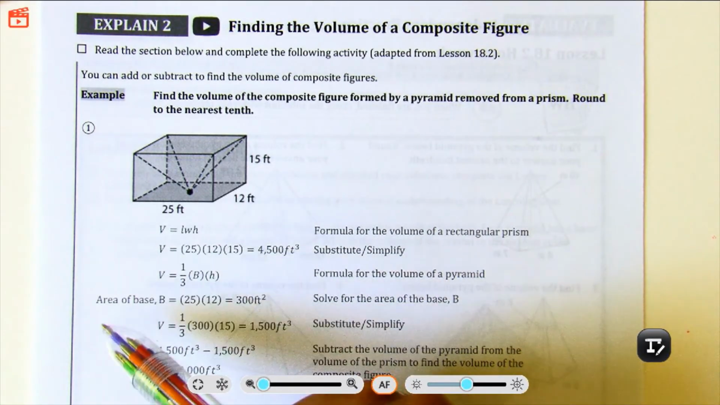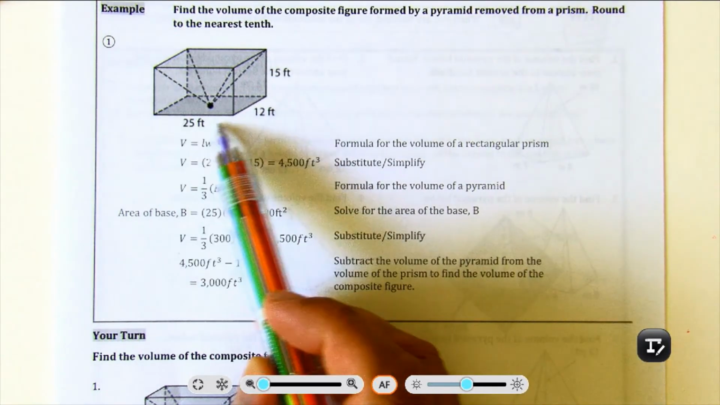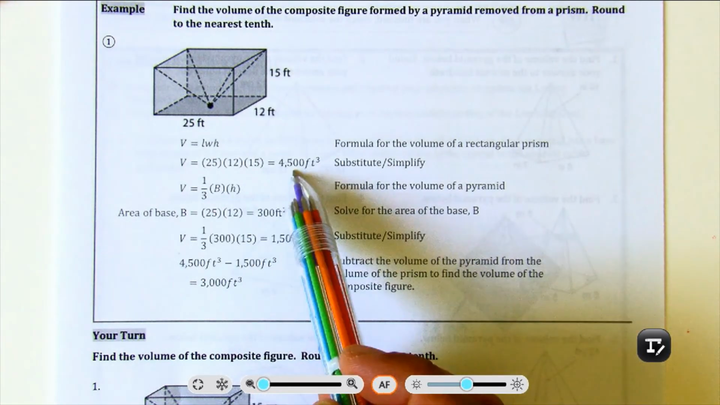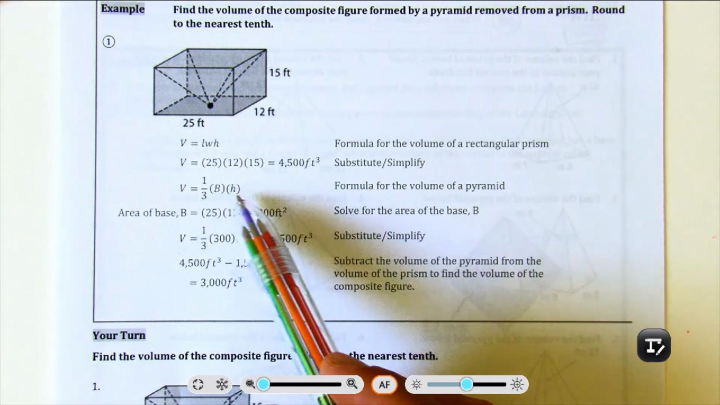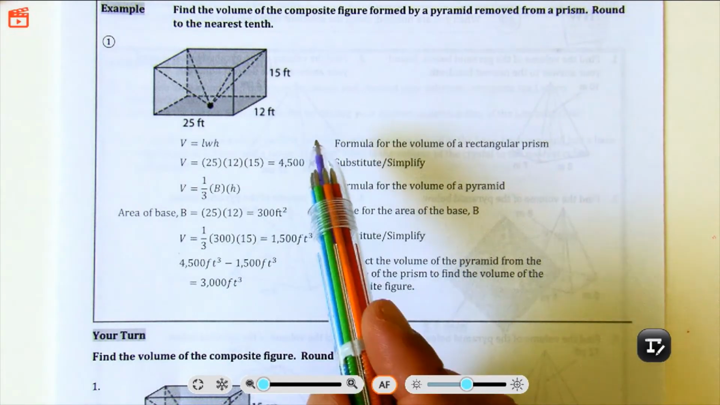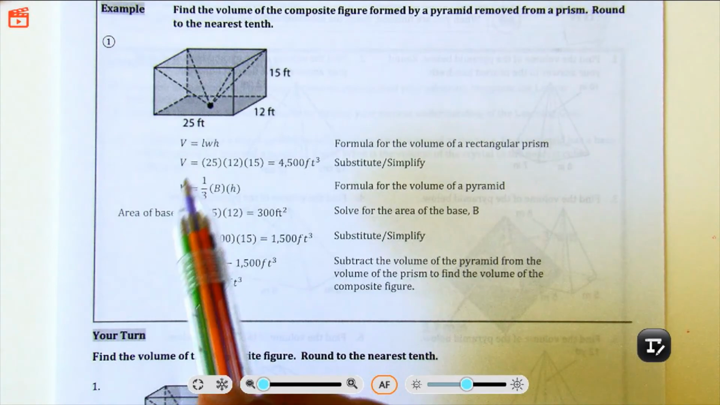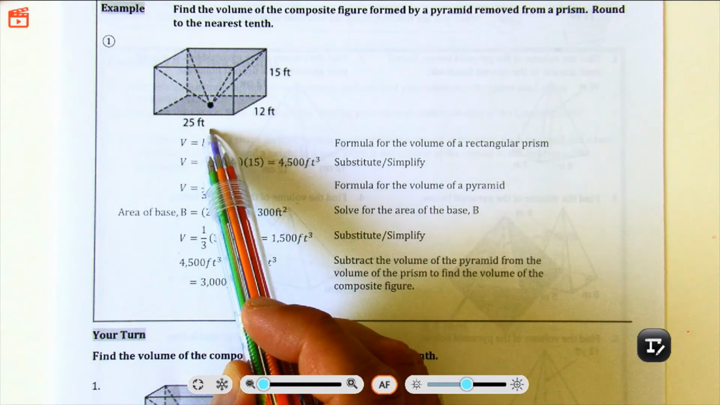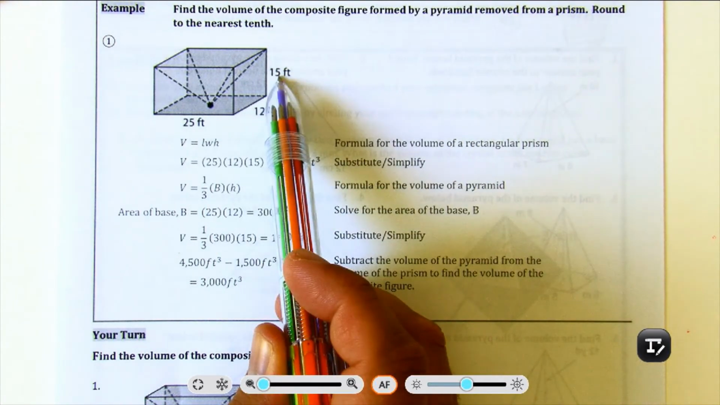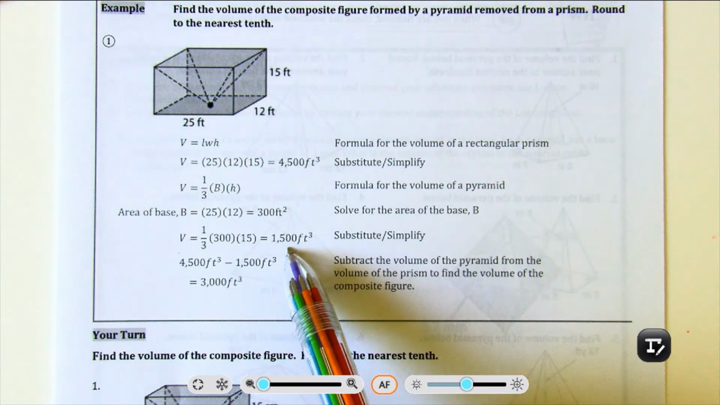To find the volume of the rectangle, we use length times the width times the height, which is 4,500. To find the volume of the pyramid, we use 1/3 times length times width times height. So we have 25 times 12 times 15 divided by 3 gives us 1,500. So 4,500 minus 1,500 gives us 3,000 feet cubed.